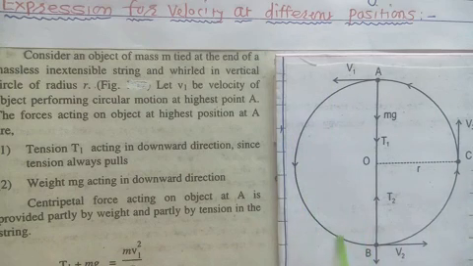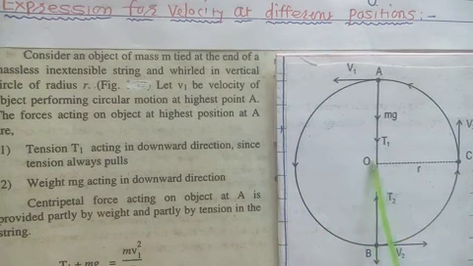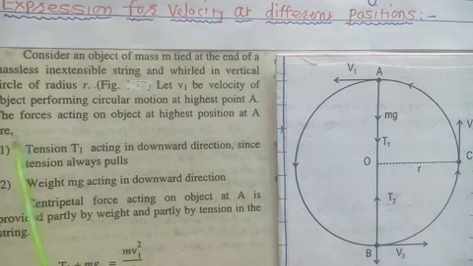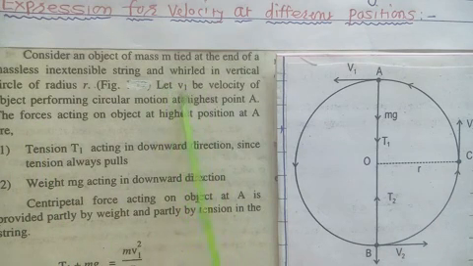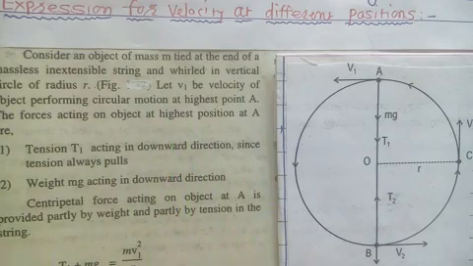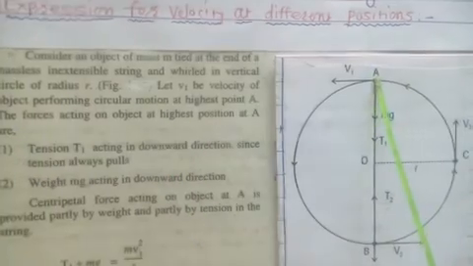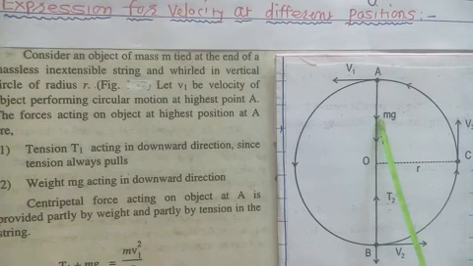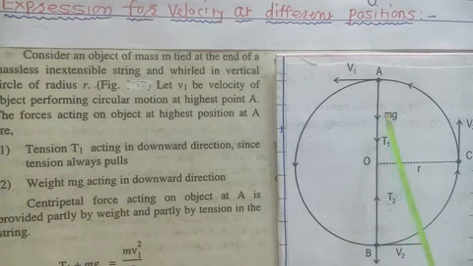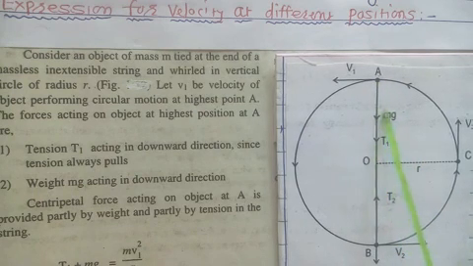Here OB, OA or OC is the radius of this circle, which is also equal to the length of the string. Now let V1 be the velocity of the particle performing circular motion at highest position A. The forces acting on the object at the highest position A are, number 1, the weight of the object mg in the downward direction, and number 2, the tension T1 which is away from the object. Tension is always taken away from the object. So these are the two forces.